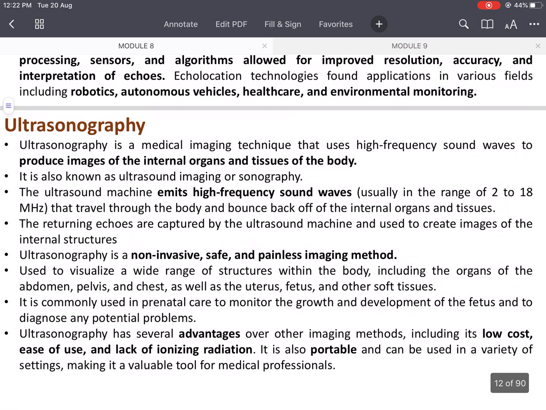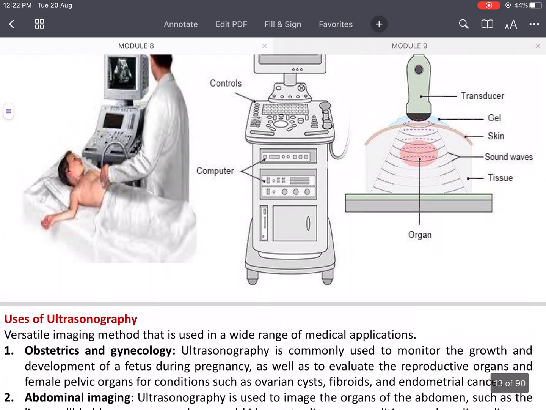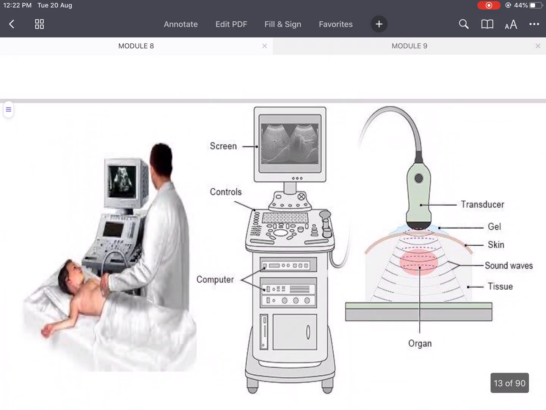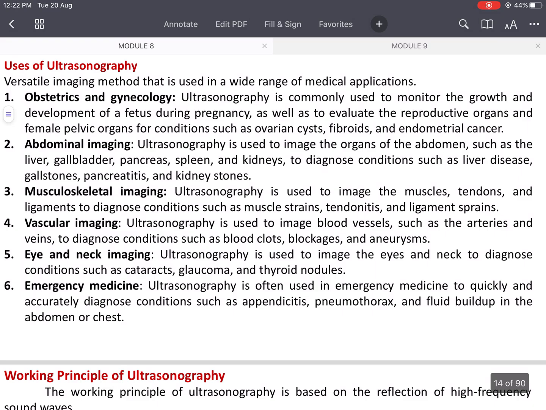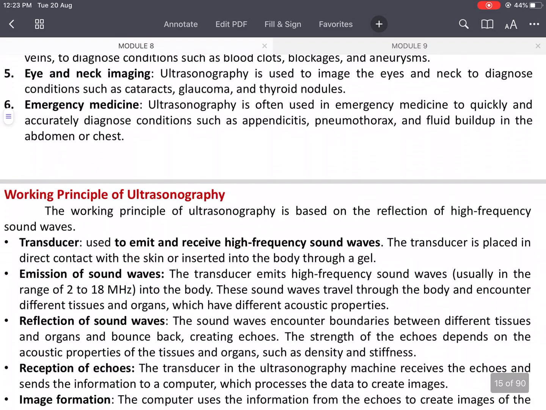A simple application is ultrasonography or ultrasound scans, where we send high frequency sound waves into the tissue, internal organs and tissues of the body, to do any kind of analysis or diagnosis in the body. This is a simple representation of an ultrasound scan using echolocation. Ultrasound has been used in gynecological applications, abdominal imaging, skull, vascular, neck, eye and other emergency missions.